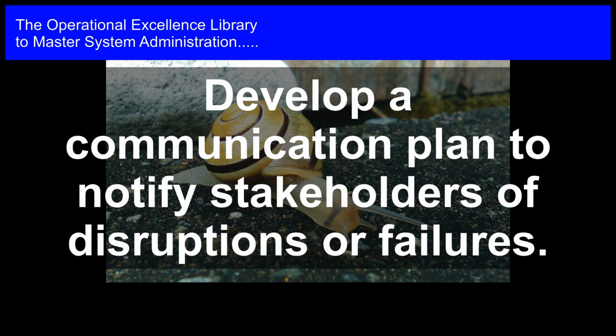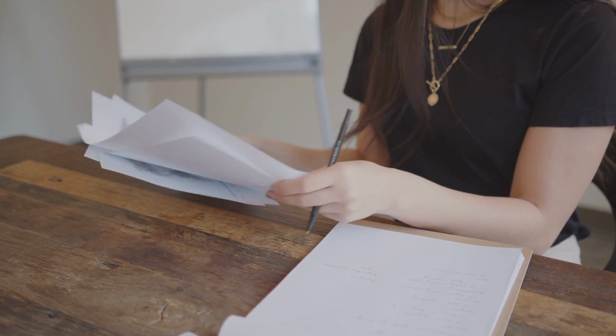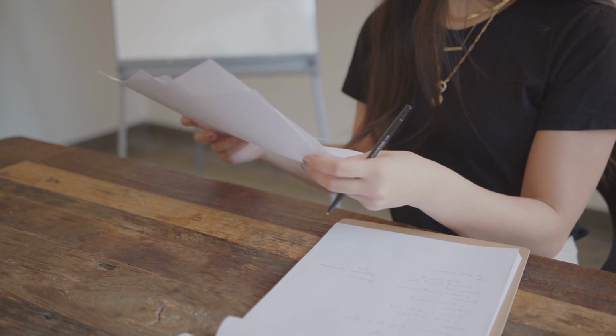By implementing and maintaining a comprehensive business continuity and disaster recovery strategy, the organization can minimize the impact of disruptions or failures on its customers and stakeholders, ensuring the continuous availability of critical systems, applications, and services.